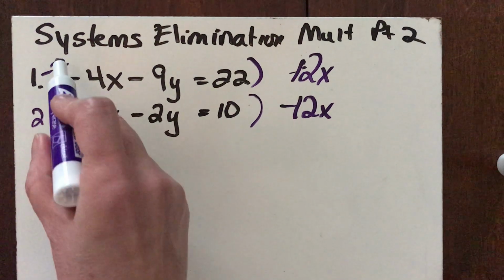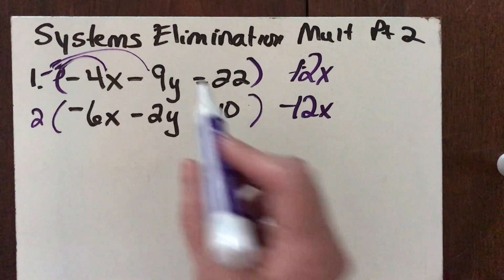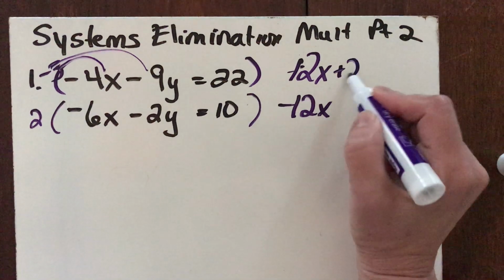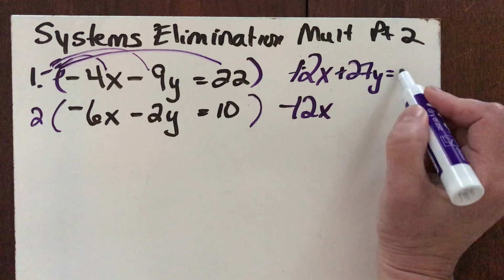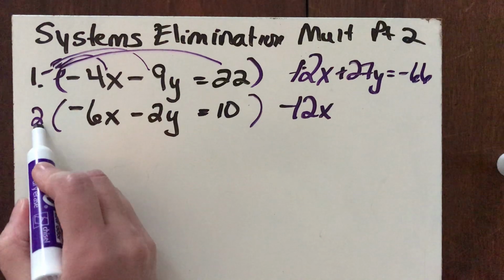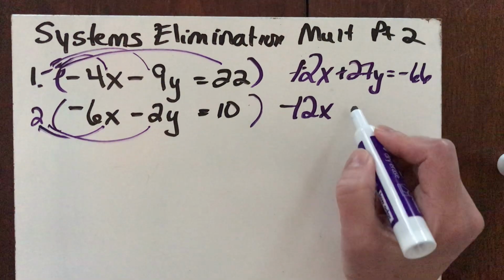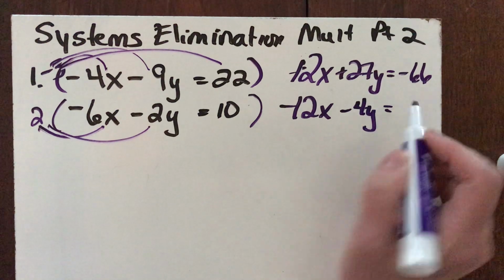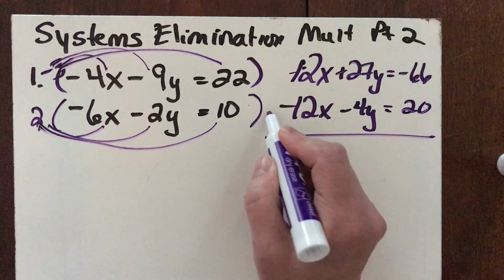Let's deal with the top. Negative 3 times negative 4x, we already got positive 12x. Negative 3 times negative 9y is positive 27y. And then negative 3 times 22 is going to be negative 66. Then 2 times negative 6 gave me that negative 12x. 2 times negative 2y is going to be a negative 4y. And 2 times 10 is going to be 20. Now I'm good to go.